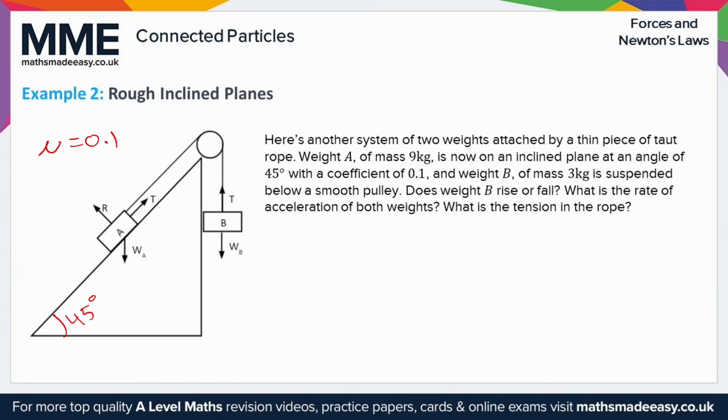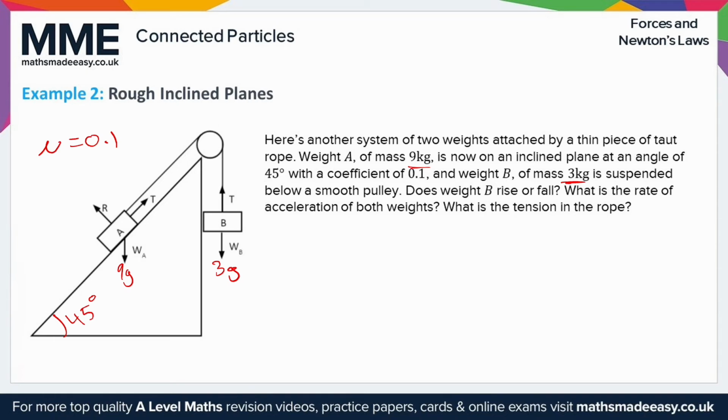Okay, so there's a couple more things we can put on there. We know we have the weight, which is going straight down. That's going to be 9g for A because it's a mass of 9 kilograms. So mass times acceleration, acceleration in this case being gravity or g. And then the weight for B is going to be 3g for the same reasoning, but this one has mass of 3 kilograms.